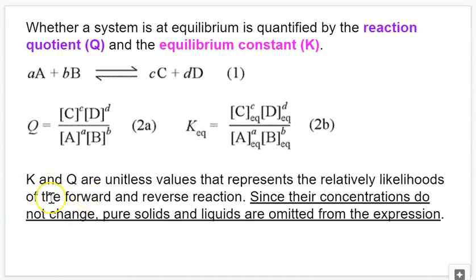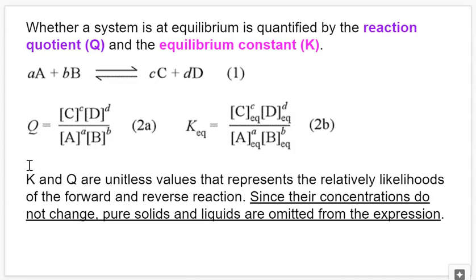K and Q themselves are unitless values, so you're never going to have to tell me what the units of these are. And they represent the relative likelihoods of the forward and reverse reaction. Basically, the magnitude of it, how big they are, tells us something about the likelihood of the reaction proceeding.